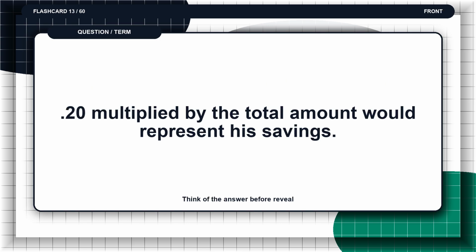Flashcard 13. That 20% multiplied by the total amount would represent his savings. Think of the answer before the reveal.